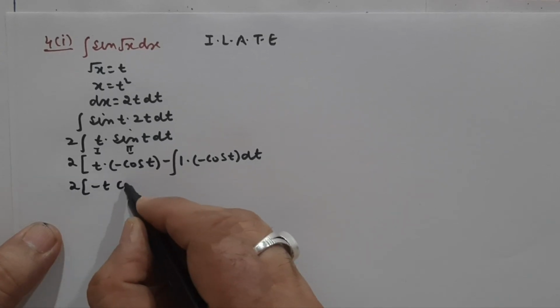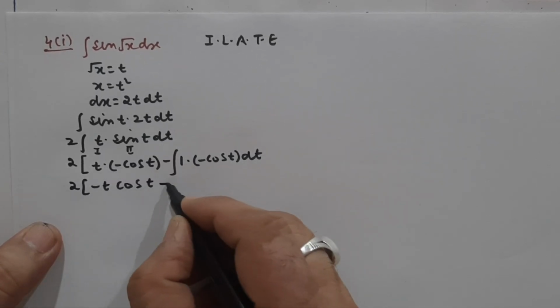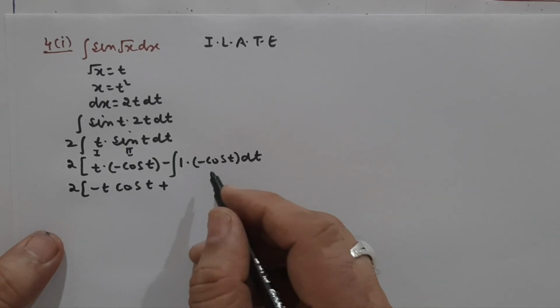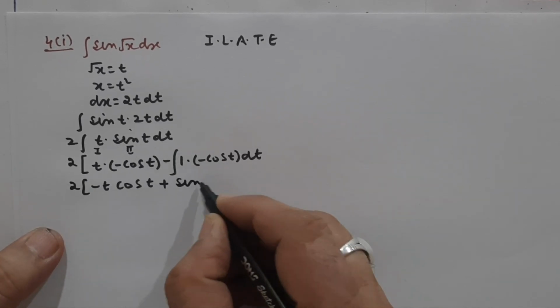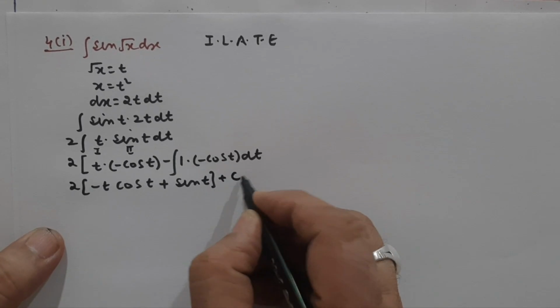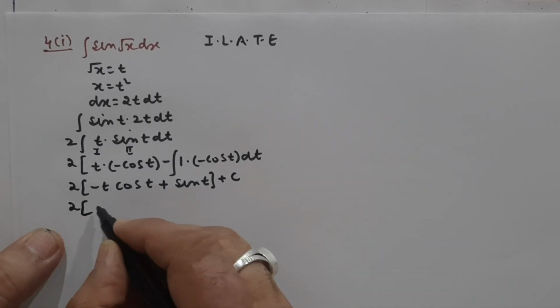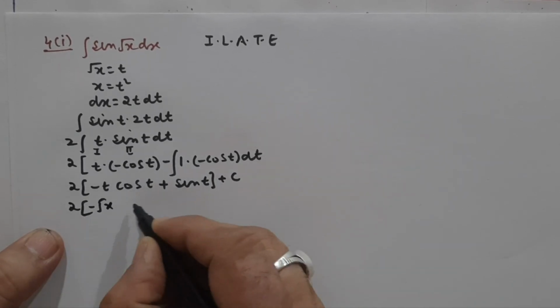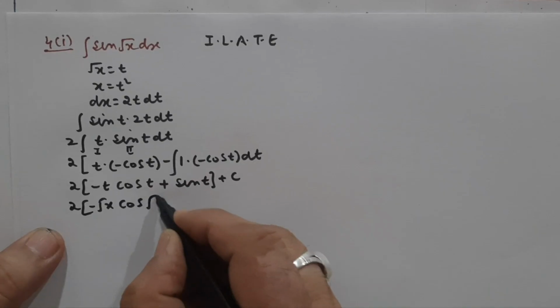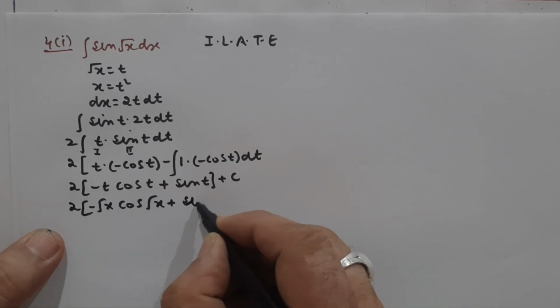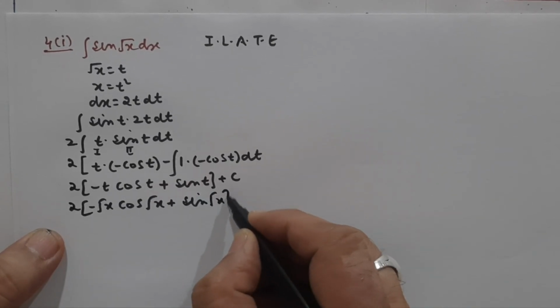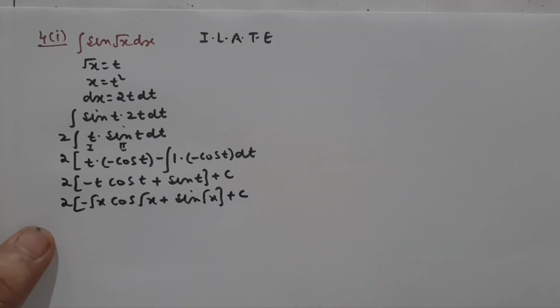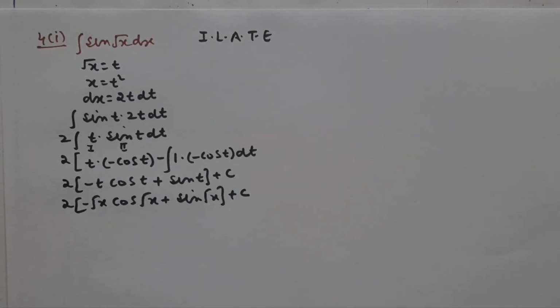Now solving it, we get plus integral of cos t. Now integral of cos t is sin t. So this is the answer. Now putting the value of t, t is root x, we get minus root x cos root x plus sin root x plus c. So this is the solution of this question.